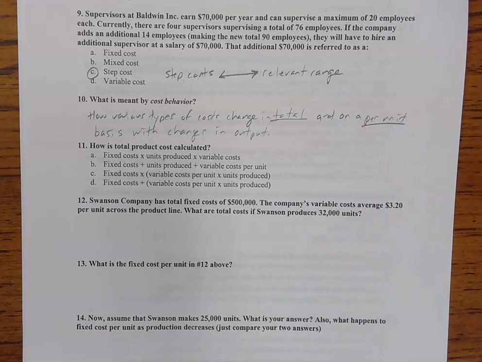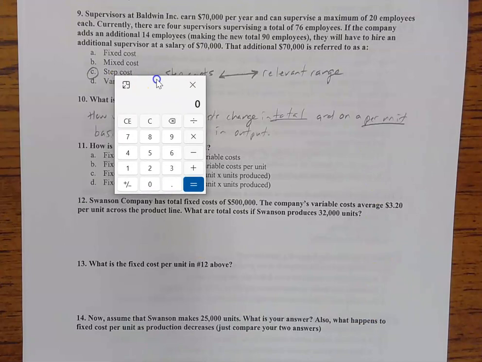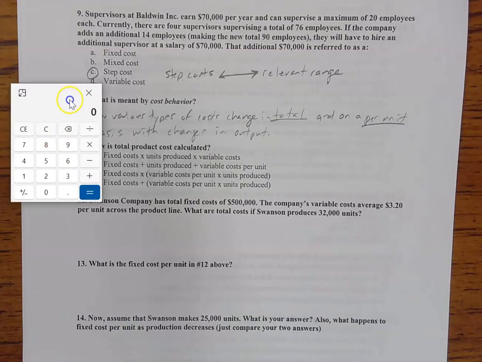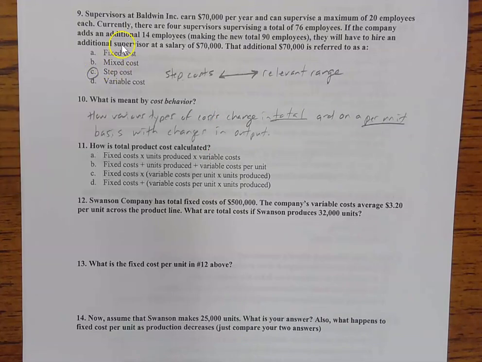But again, let's say that we have 5 units at $3 a piece. Our variable cost in total is $15, but again, on a per unit basis, it's the same. So that's the exact opposite of what we said for the fixed costs.